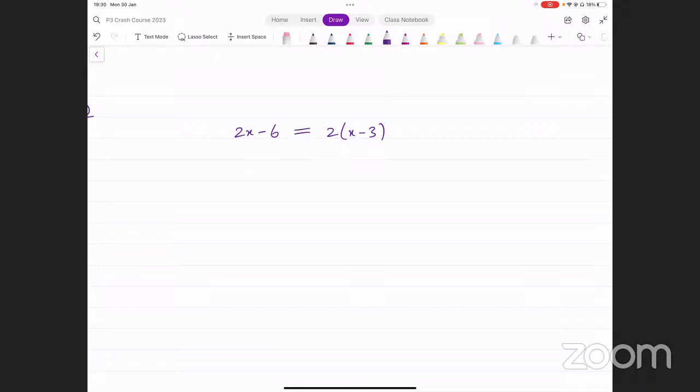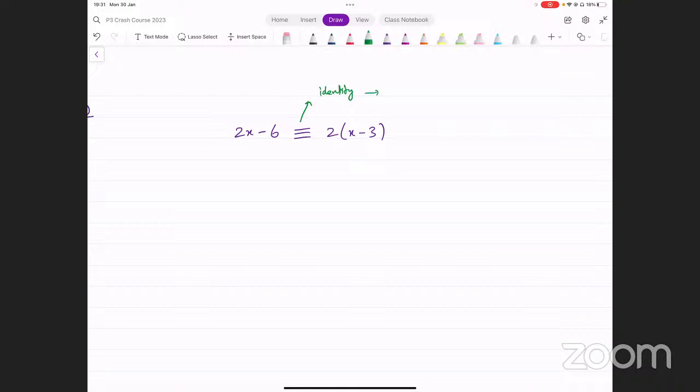We say these two expressions are identical to each other, and this is the sign that we use for that. The sign means that the left-hand side and the right-hand side are identical to each other. So this is an identity. Now, what's special about identities?